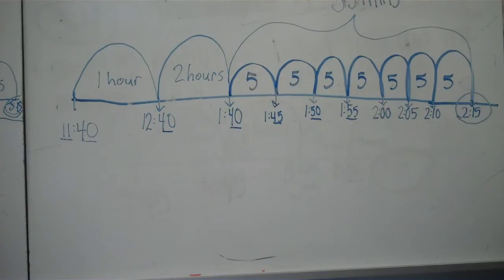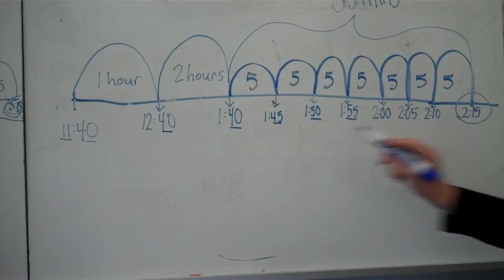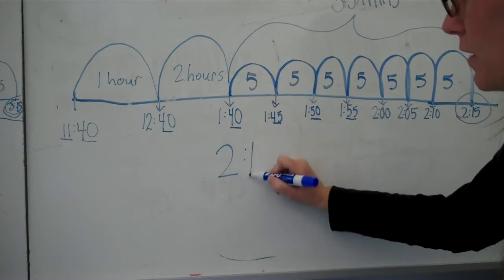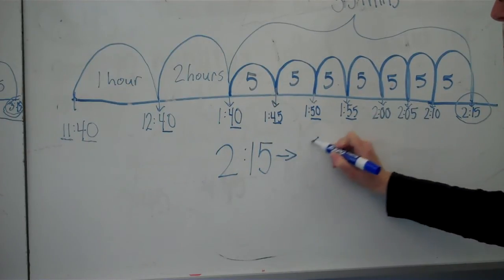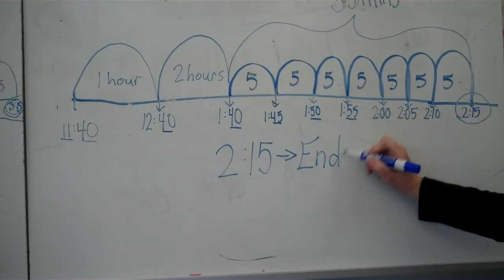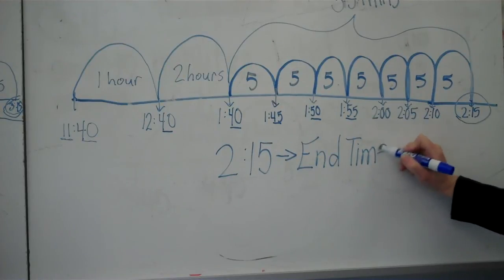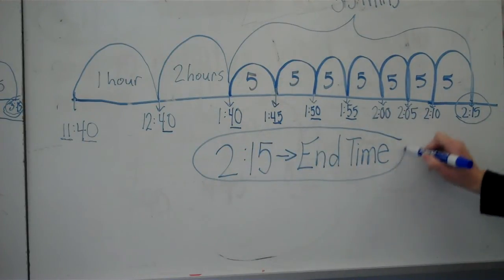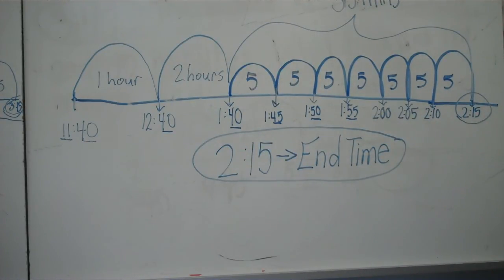So Jocelyn would stop swimming at 2:15. This is my end time. I hope this helped and it makes you become an expert at elapsed time.